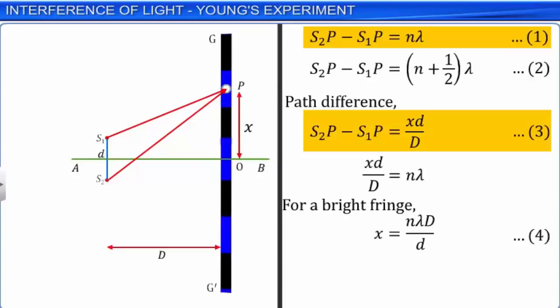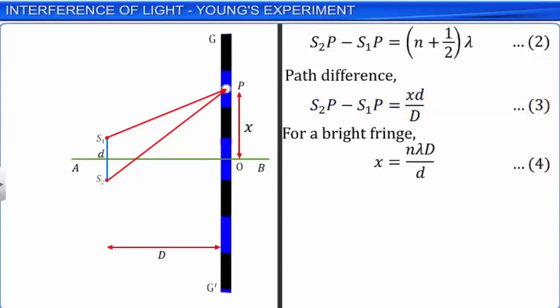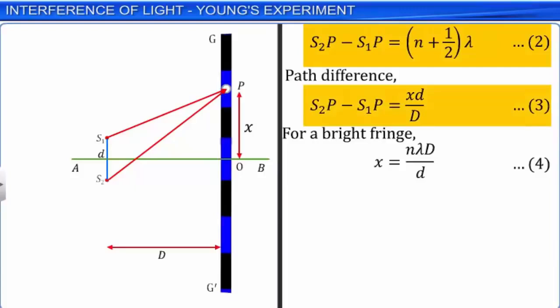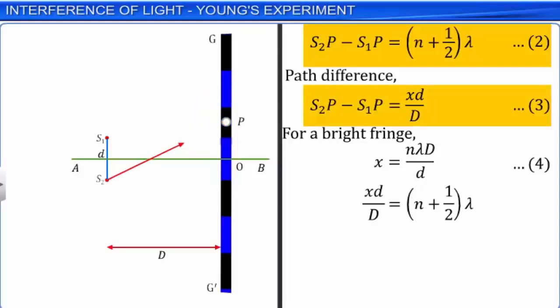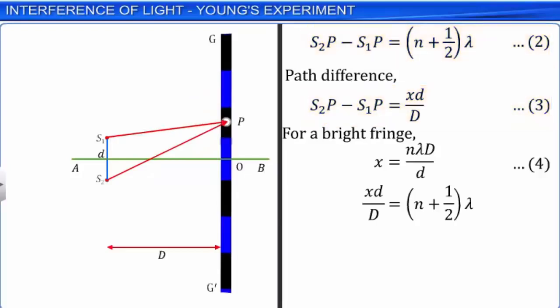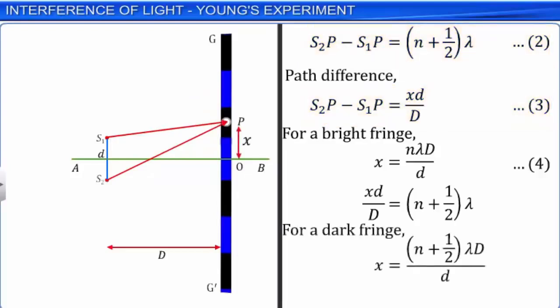From equations 2 and 3, if xd by D is equal to (n plus half) into λ, then at point P we will have a dark fringe. That is, for a dark fringe, x is equal to (n plus half) into λD by d. Let this be equation 5. Here, n is equal to 0, or plus or minus 1, or plus or minus 2, and so on.